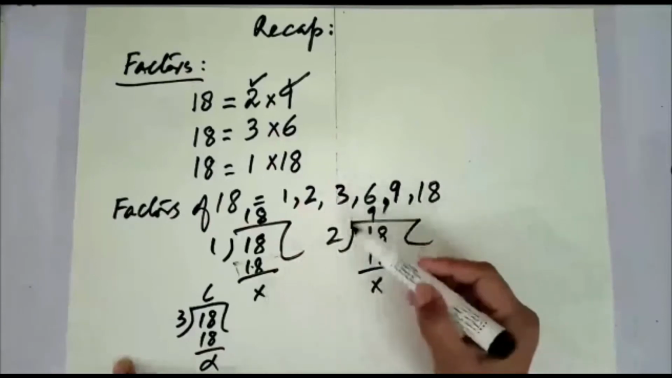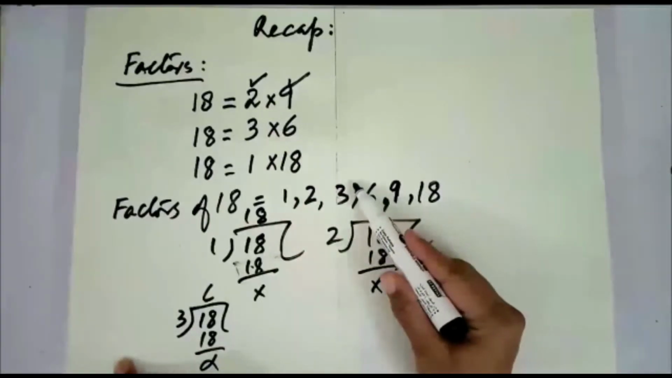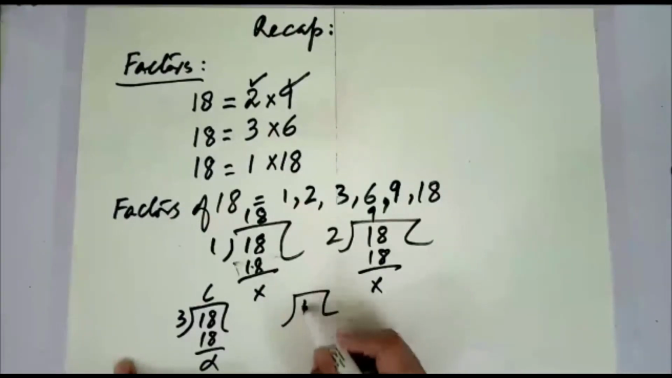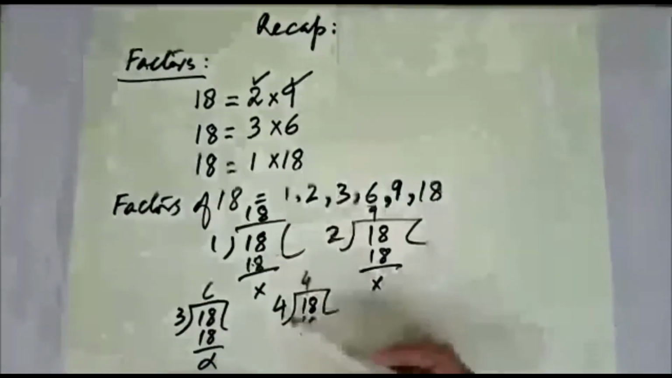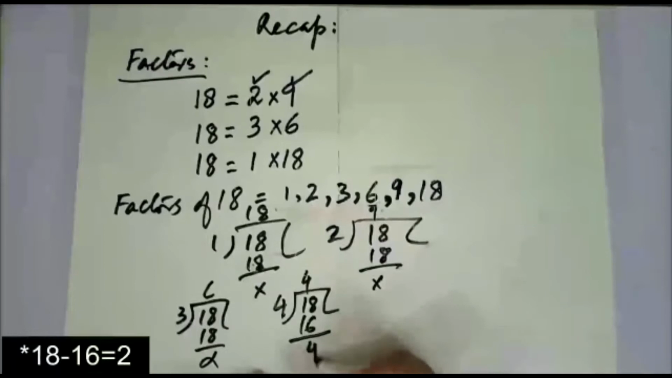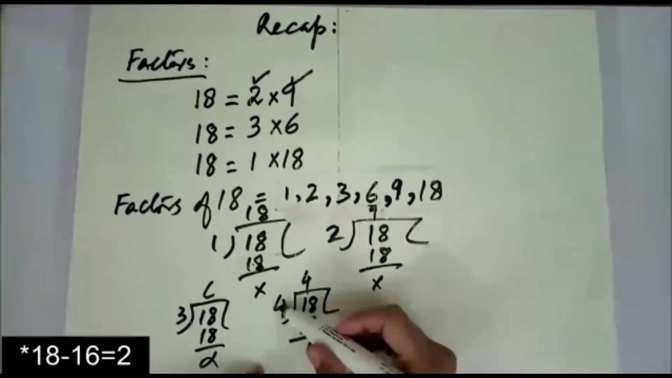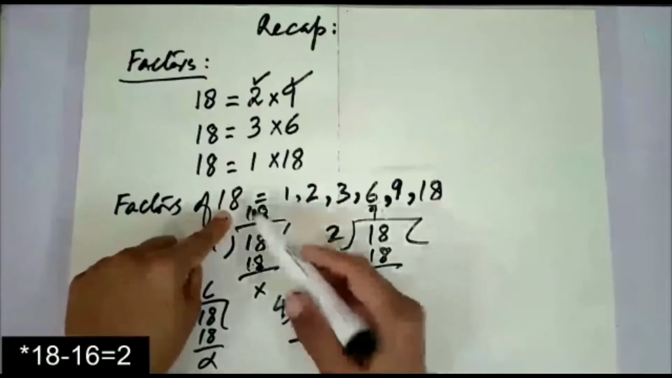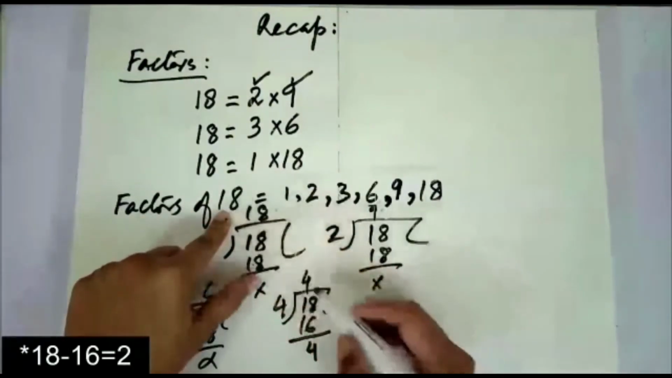Let's divide this number by 4 also. 4 is not written over here, but I am gonna divide it by 4. So this is 4 4s are 16, and 18 minus 16, that would be 2. And you can see that there is a remainder. If there would be a remainder, then the number would not be the factor of the given number. So 4 would not be the factor or divisor of 18.